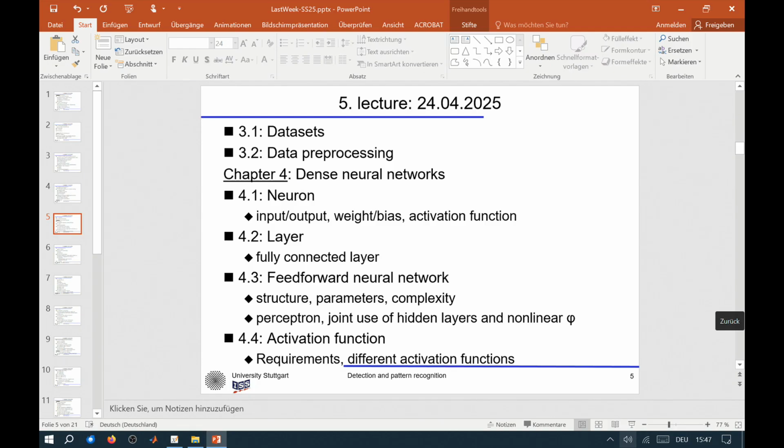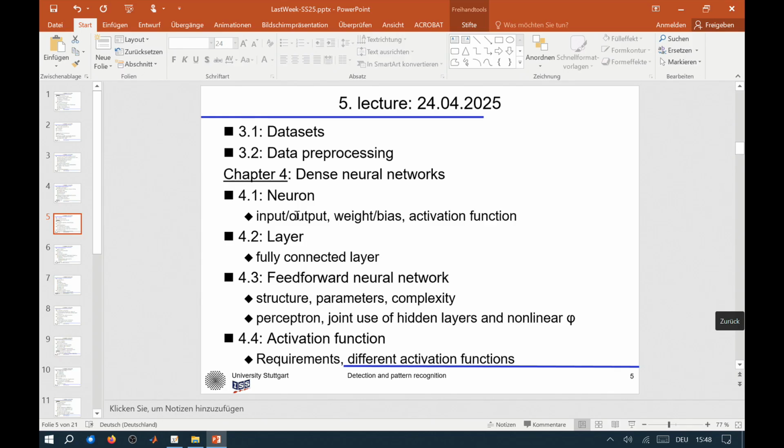Good, then I started with chapter 4. I presented to you the first type of deep neural network, the dense neural network or fully connected neural network. We start with a single neuron. We have multiple inputs. We calculate an affine function of the inputs with weight parameters and a bias, and we apply a nonlinear activation function to the calculated activation. So each neuron has a serial and nonlinear behavior.